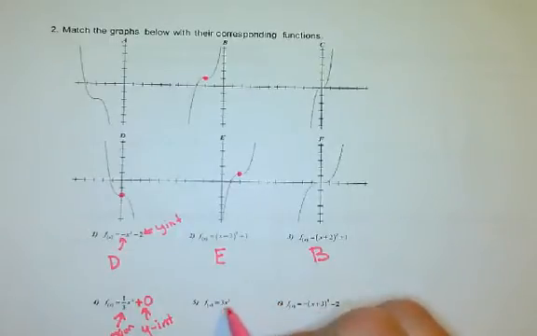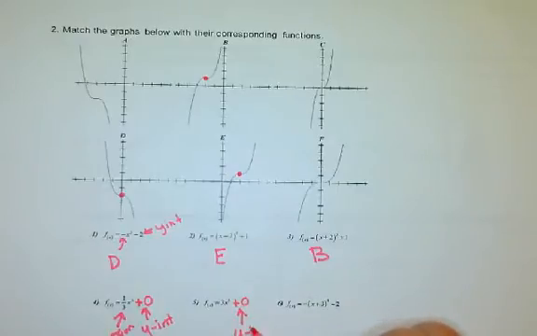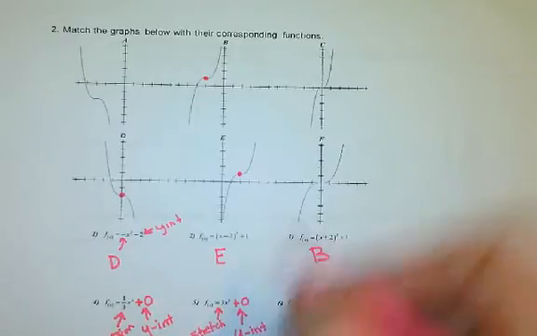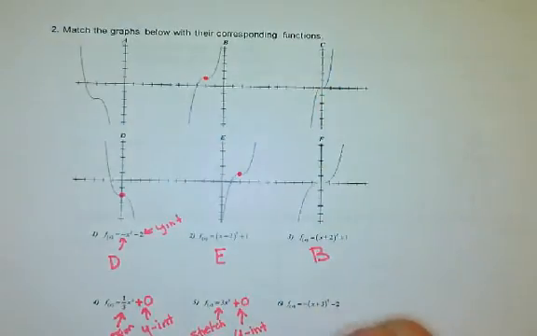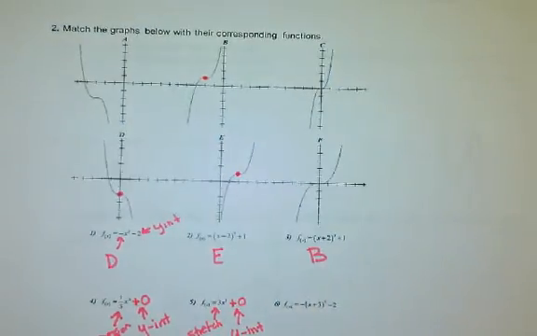On number 5, again, it says 3x squared. You could also pretend that there's a plus 0 there for the y-intercept. And it is a stretch because of the 3. So this one here does look a little bit skinnier than that parent function, so 5 is C.